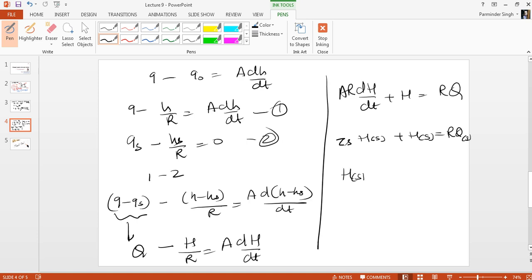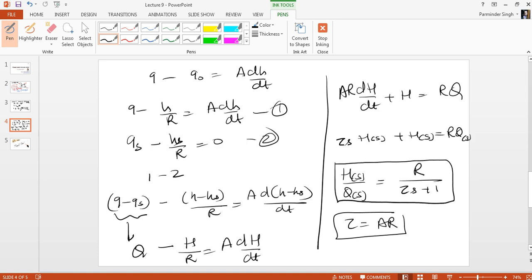So Hs by Qs can be written as R upon tau s plus 1, where tau is nothing but area into the resistance. So this is the transfer function of the liquid level tank. It's a first order system. Clear?